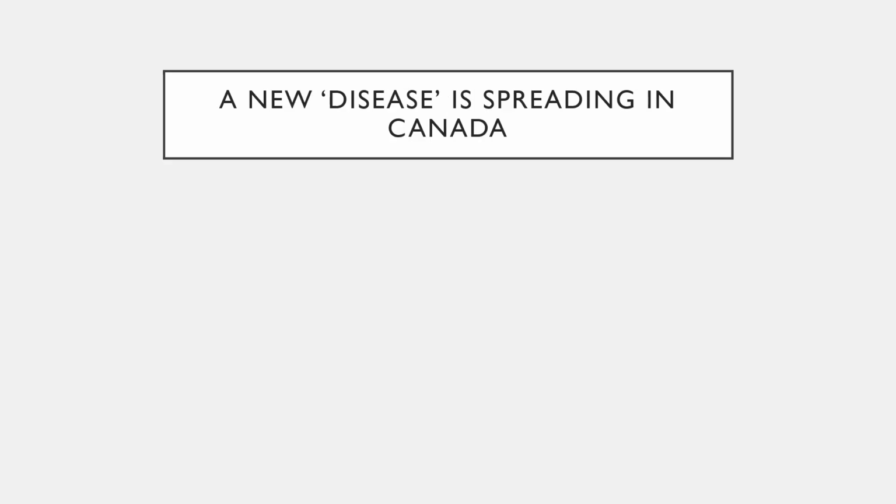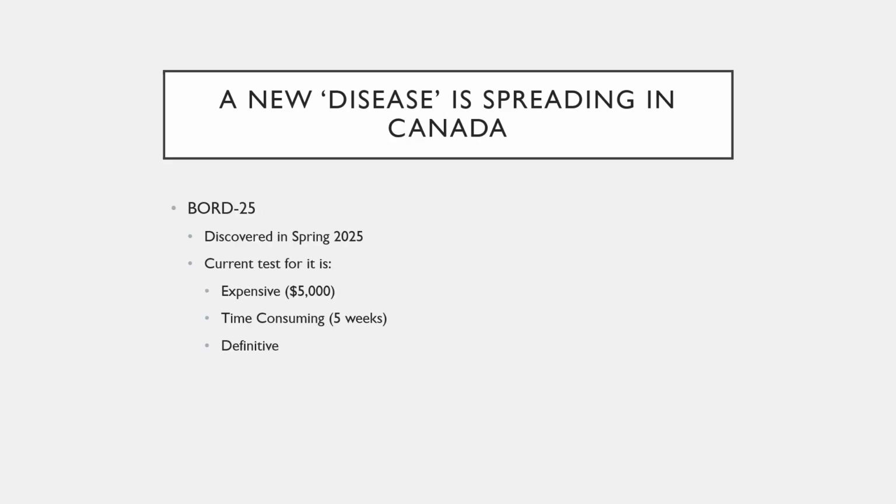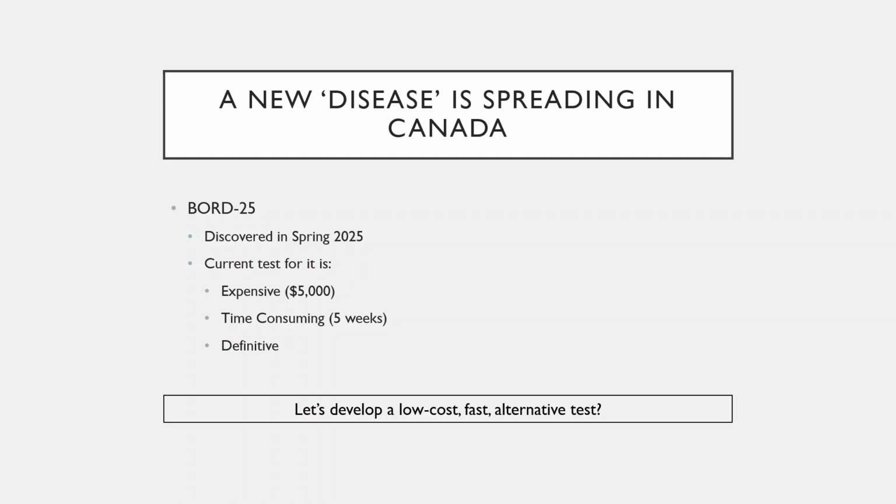There is a new disease spreading in Canada. It's called Board 25. It was discovered in spring of 2025, and we do have some tests for it. The current test is very expensive. It costs $5,000. It's very time-consuming. It takes 5 weeks to get results back, but it is definitive. In other words, if this test says you have this disease, you absolutely have this disease. And if this test says you do not have the disease, you absolutely don't have the disease. But can we develop a fast, low-cost alternative?